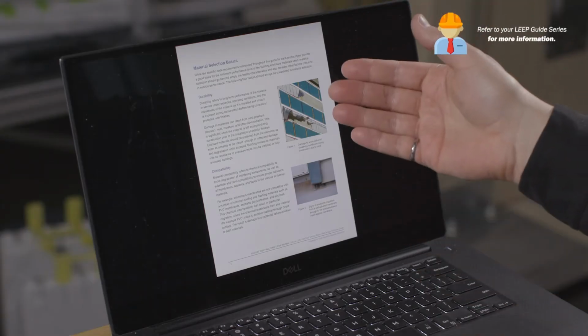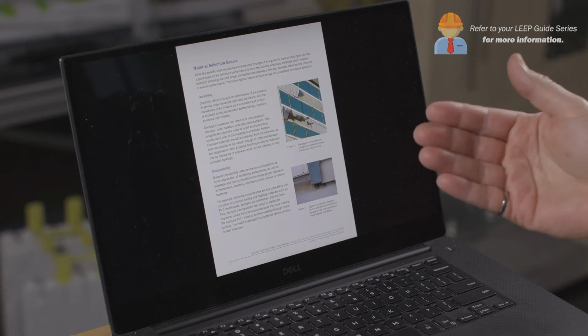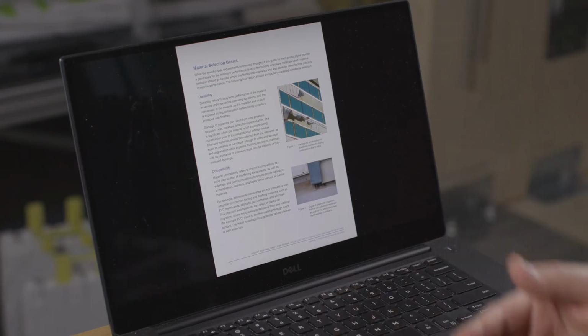So in terms of when you're choosing materials, the first thing, durability, right? The air barrier and the materials you're using need to be durable. And so they need to withstand, in the case of an air barrier, the air pressures that are on the air barrier. If they're exposed to UV, they need to be resistant to UV or have some sort of protection or be covered up.